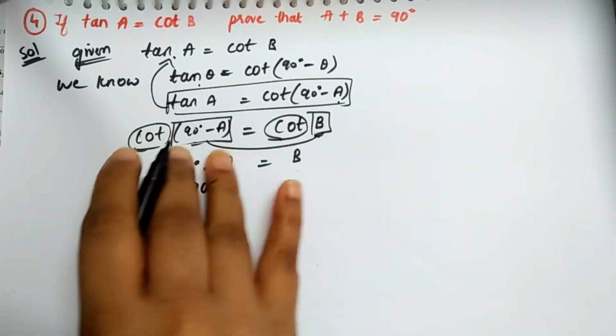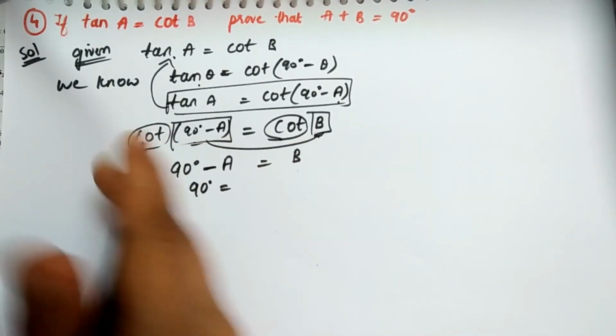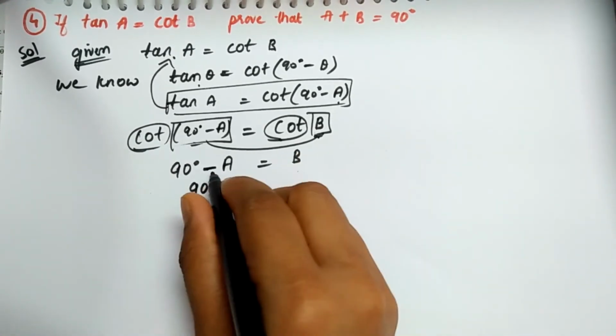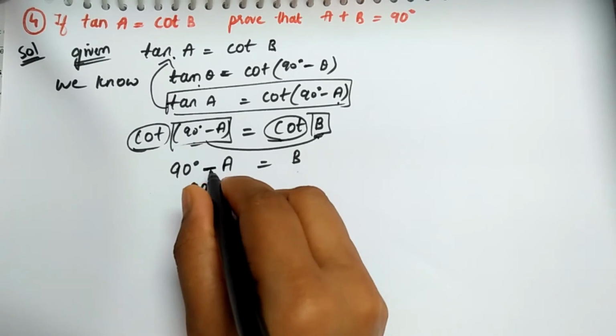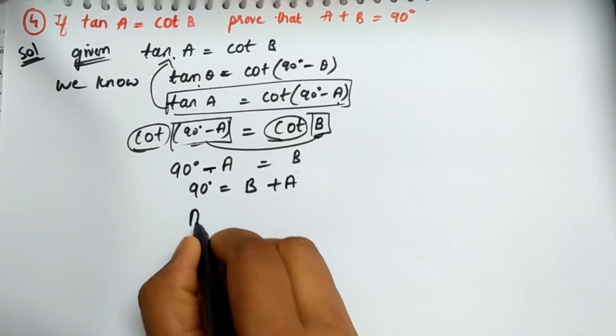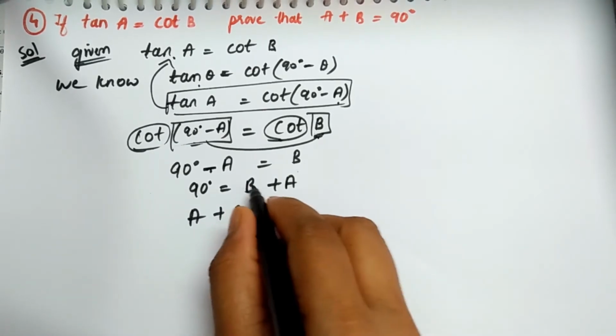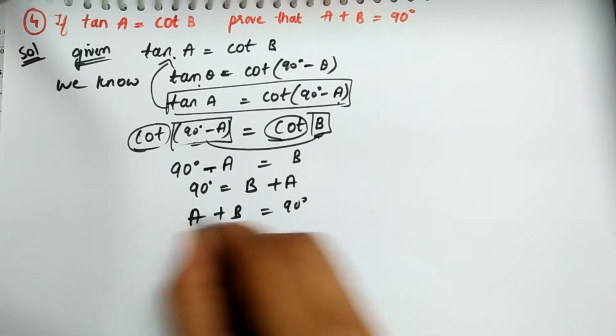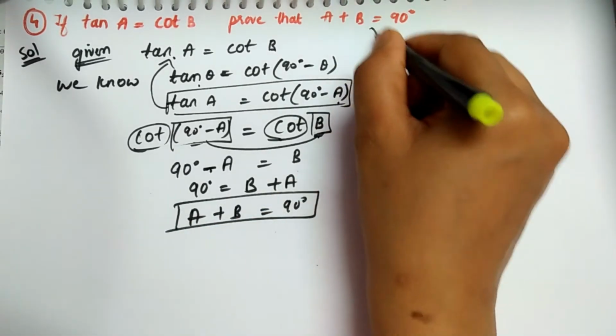Getting all the numerical terms on one side and all the alphabetical terms on the other side, 90 degrees equals B. Since it's a minus, it goes to the other side and becomes a plus. It's nothing but A plus B. Either you write B plus A or A plus B, it's one and the same thing, equals 90 degrees. Did we prove it? Yes, we did.